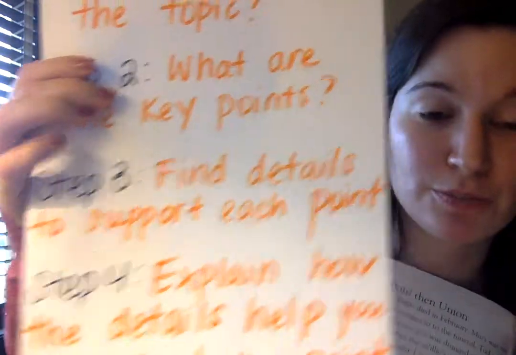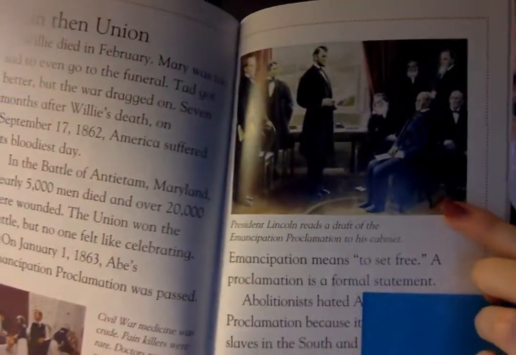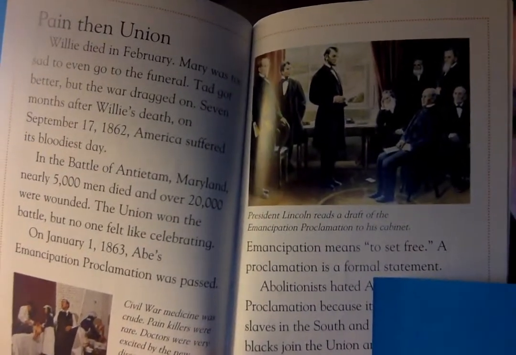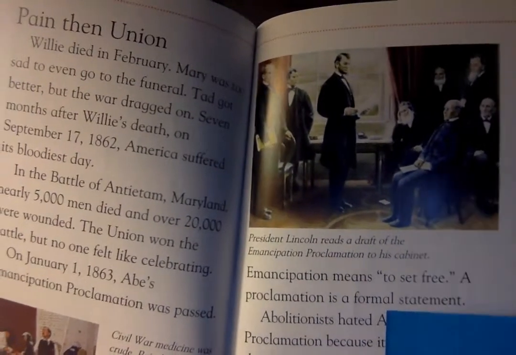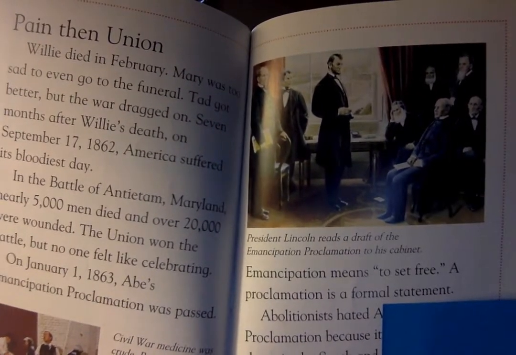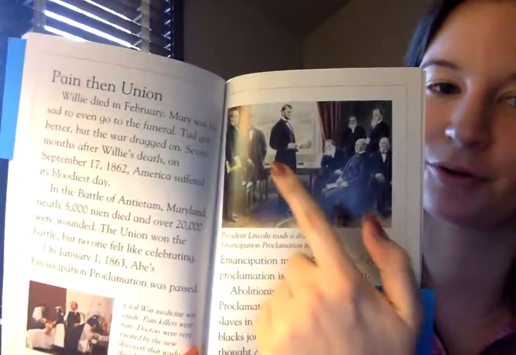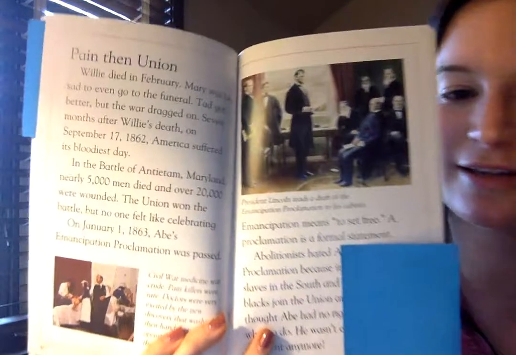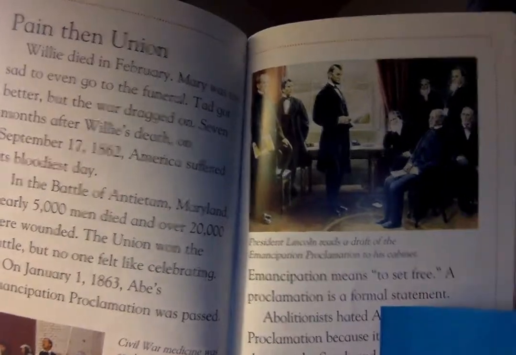find details to support each point. So the details in this picture, take a look at them. What details in this picture show you that Abe was using his power as president to end slavery? I want you guys to think. What details in this picture show you that he was using his power as president to end slavery? Think. I know. It's this bow tie he's wearing, right? It's his bow tie that helped him end slavery, right? No. Silly, Miss Shemansky. Think. What do you guys think? Looking at our caption and our picture.